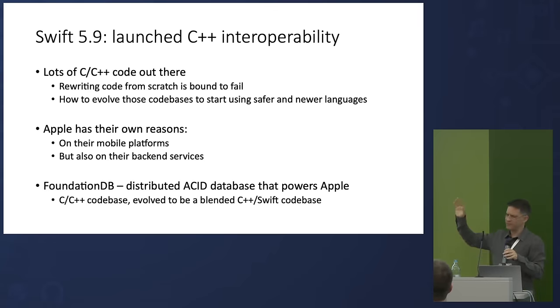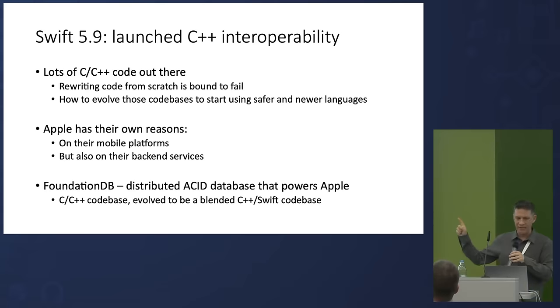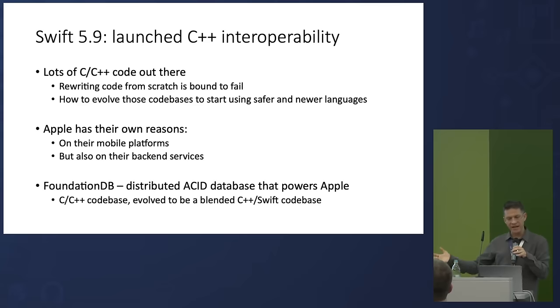Now, Apple, like I mentioned before, they have security concerns, and I think that those are also valid. But they also have this thing called FoundationDB, and that thing powers iCloud. It's a distributed database they acquired, and they open sourced, and they finally migrated this code base to a blended C++ and Swift code base. So it's what runs as production systems. This is what every iCloud device, billions of devices, are using, and it's now blended C++ and Swift code.